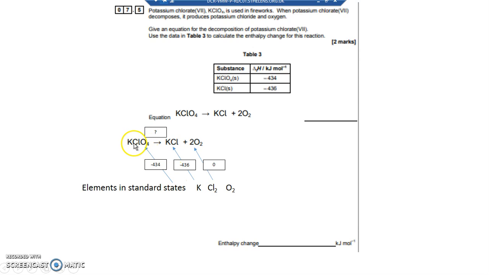Now if I come round this way, I want to come round anti-clockwise. I want to turn this KClO4 into elements in their standard states. I want to come round this way, and then I'm going to use those 2 arrows in the same direction. I need to reverse that arrow, so instead of -434, it's going to be +434, and then this arrow is going in the right direction, -436 and 0. So my answer is +434 -436 plus 2 lots of 0, or just 0 because there's no change there between the O2 going to 2O2, is -2 kilojoules per mole.